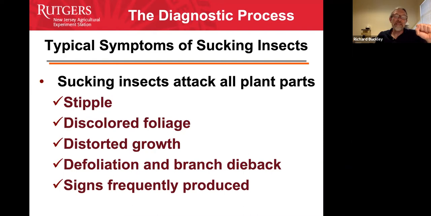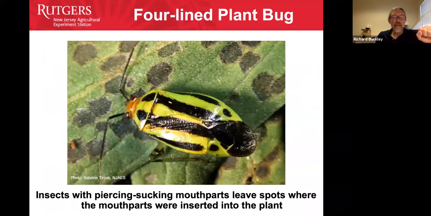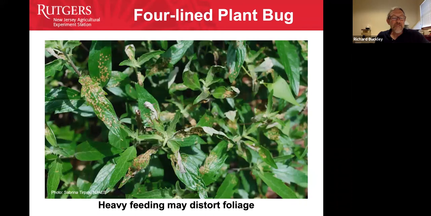Insects that suck plant sap make signs. We'll come back to that. Right, so here's your four-line plant bug, and I use the example because the stipple is big. It jams that stylet into plant cells. Some of these insects regurgitate enzymes to help them put the stylet in. You may see some yellow spots, some just brown spots. You get a lot of spots. You may see some distorted foliage, right? But again, that's all it does, stipple.